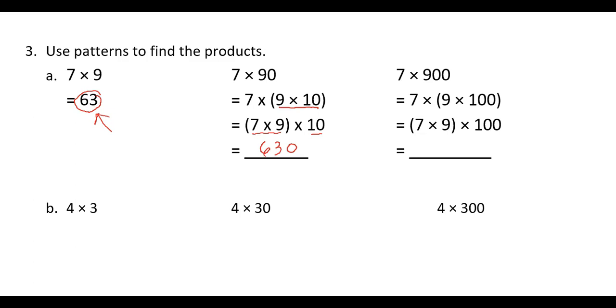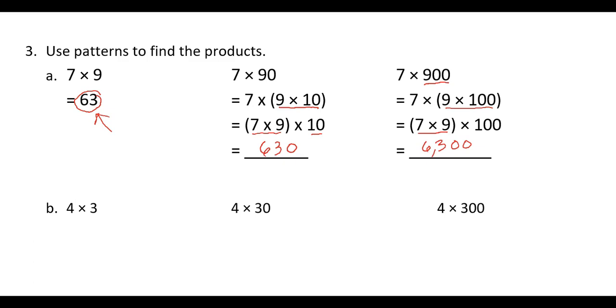I'm going to follow the same pattern on the last part of the question. Now I'm taking 7 times 900. I can think of 900 as 9 times 100. 7 times 9 is 63. Then times 100 moves those digits over 2 places to the left. So 7 times 900 is 6,300.